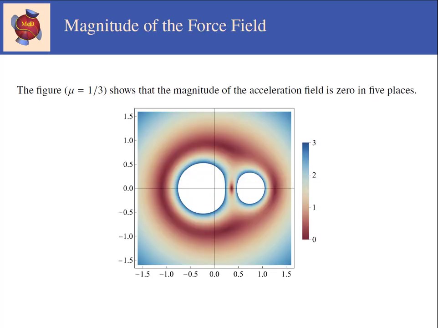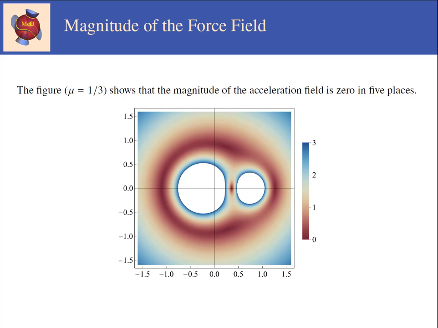Now, this is a plot of simply the magnitude of the acceleration. From the legend, we can see the acceleration is 0 where the graph is very dark. We also see that acceleration magnitudes are only plotted from 0 to 3 because the accelerations grow very large near the two orbiting masses.